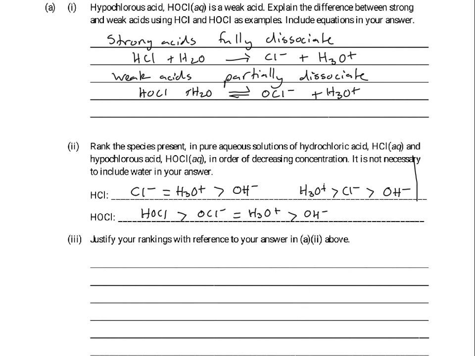Part 3, justify your rankings with reference to your answer in A2. Basically, it's just writing down what I said before. So HCl fully dissociates, that's why there's no HCl left. Cl minus and H3O plus are formed in equal amounts, because for every one HCl you form one Cl minus and one H3O plus, and then there's naturally some hydroxide floating in water, and then it's the same for HOCl. So just listen to what I said in the words as I was explaining part 2.